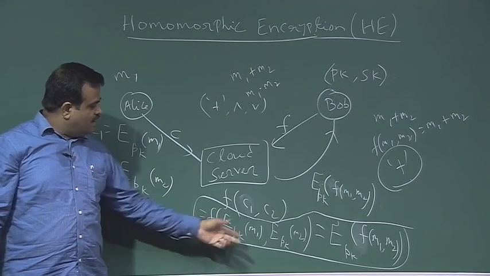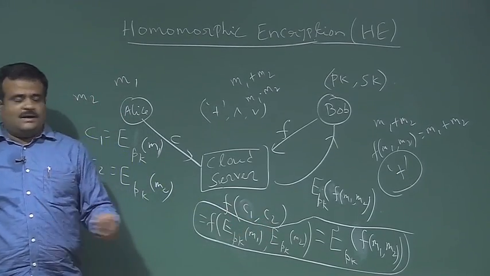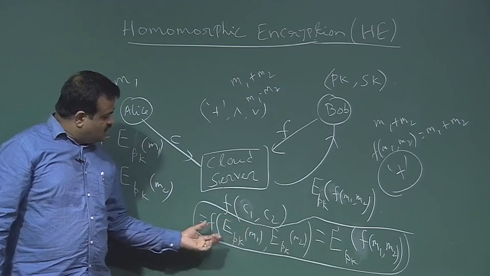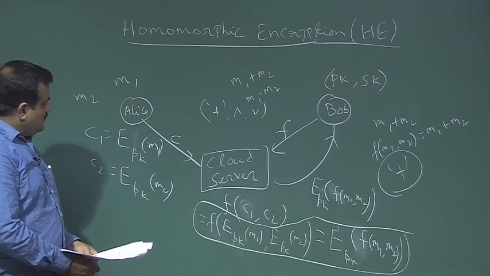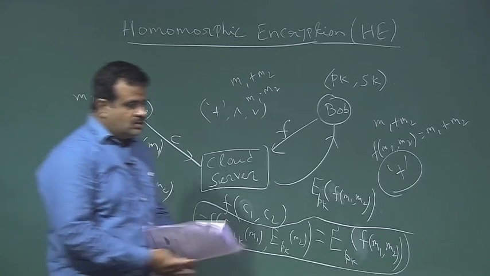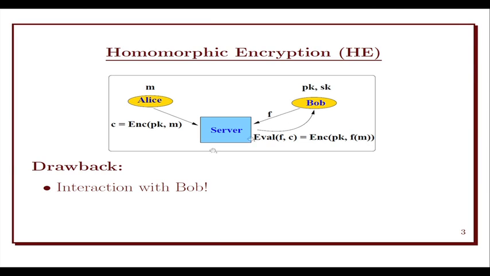So it is f, and in general we can have M1, M2, M3 up to MK. So Bob should do this, and this is usually done in what is called the eval operation. So let us go to the slide please. Eval means we are applying f on the encrypted ciphertext, and then this f should carry forward to the plain text.